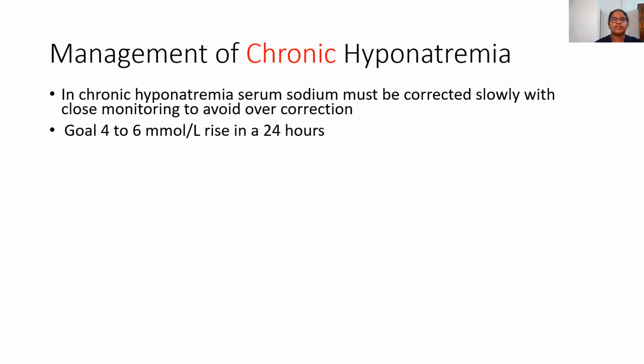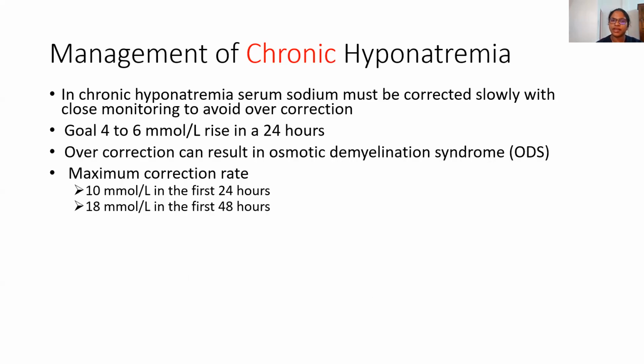In chronic hyponatremia, the serum sodium, as I have already discussed, must be corrected very slowly. You have to do close monitoring to avoid overcorrection. So the goal is a 4 to 6 millimoles per liter rise in 24 hours. The maximum rise we can go is up to 10 millimoles per liter in the first 24 hours and 8 millimoles per day afterwards. So the total maximum rise possible is 18 millimoles over 48 hours.